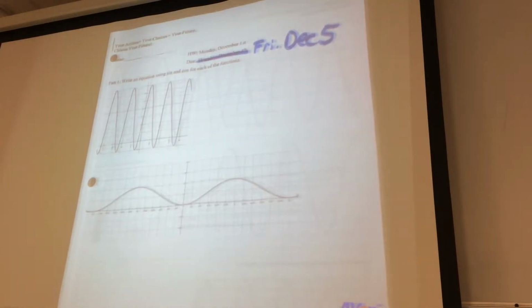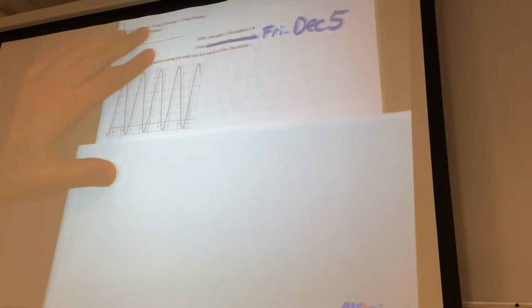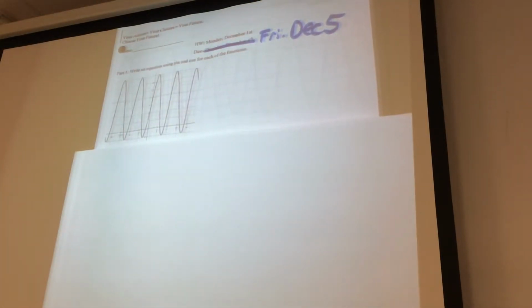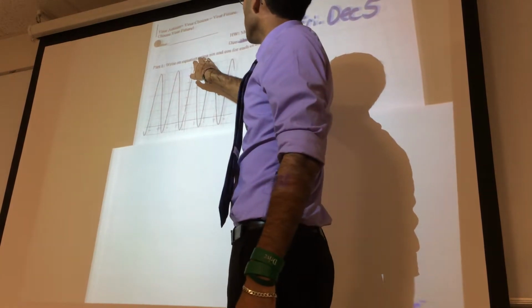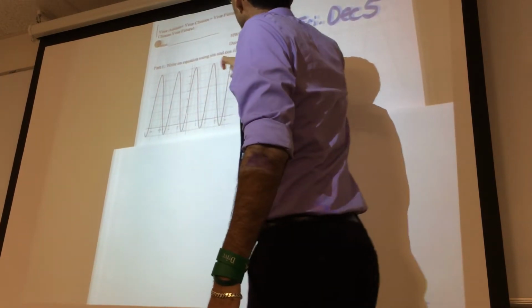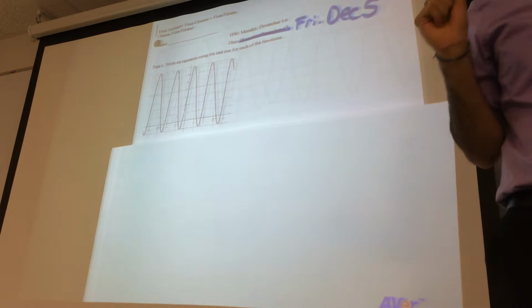So now we want to go to the handout you picked up. Let's go to problem 1. Now, the directions might be a little bit unclear, so I want to clarify those now just so we're all on the same page. The directions for part 1 say write an equation using sine and cosine for each of the functions. That's a little bit misleading.